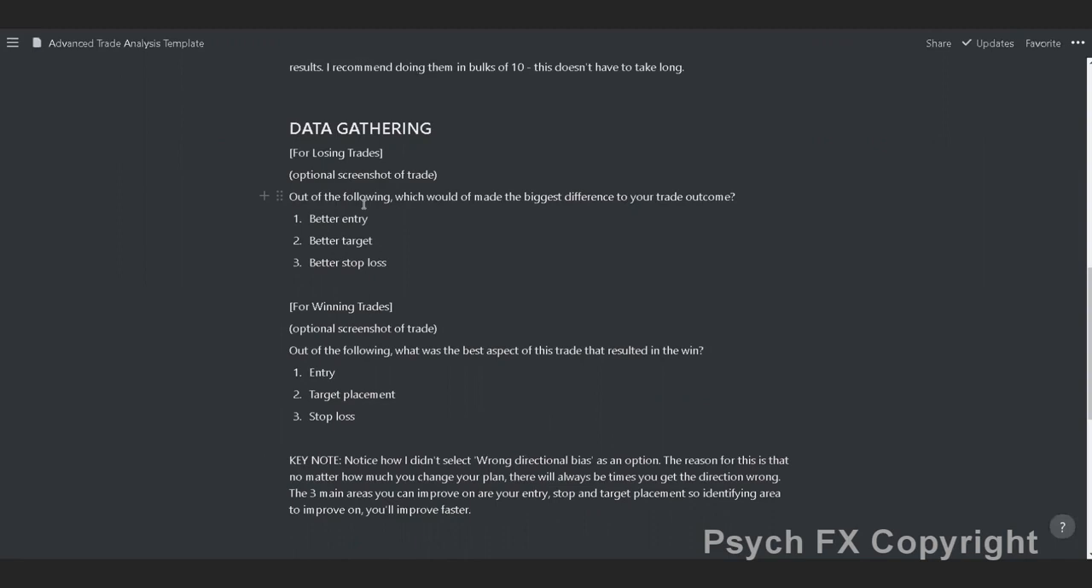Now, the reason is that no matter how much you change your plan, there are always going to be times when you get the direction wrong, literally always. When I originally started doing advanced trade analysis, it was just pages and pages of me going, oh, shouldn't have done this because of this, I should have seen this. And I was just going around in circles. The truth is that you need to just accept that sometimes you're going to get the direction wrong, and normally just improving the entry, the target, or the stop loss will make the biggest difference on its own.